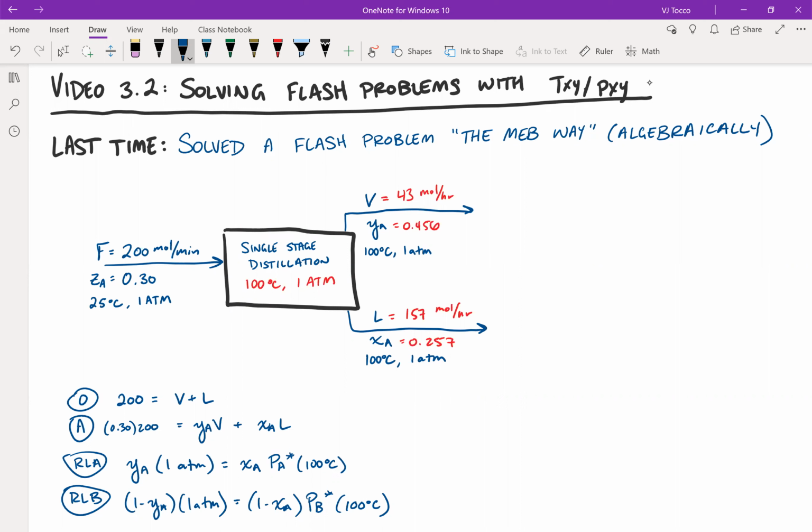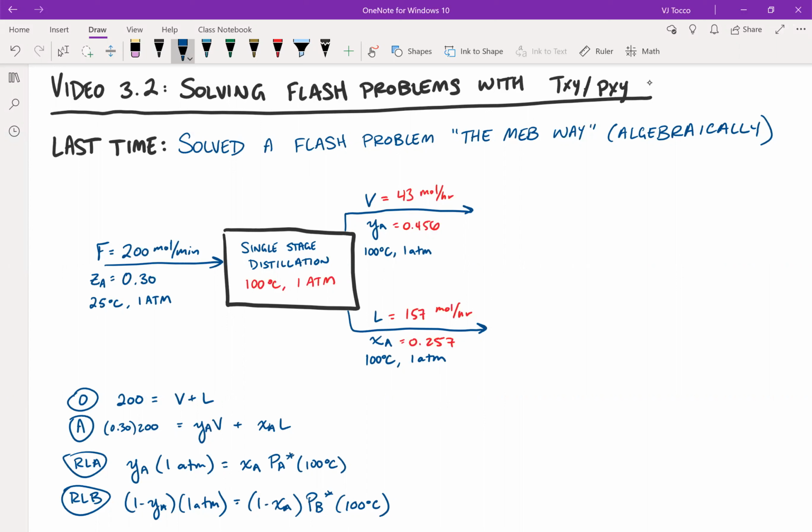And the problem asked us to solve for the molar flow rates of the vapor and liquid outgoing streams and also the compositions. We did so by deriving a list of 4 equations. So we had 2 material balances, 2 phase equilibrium relationships, which we solved for algebraically.